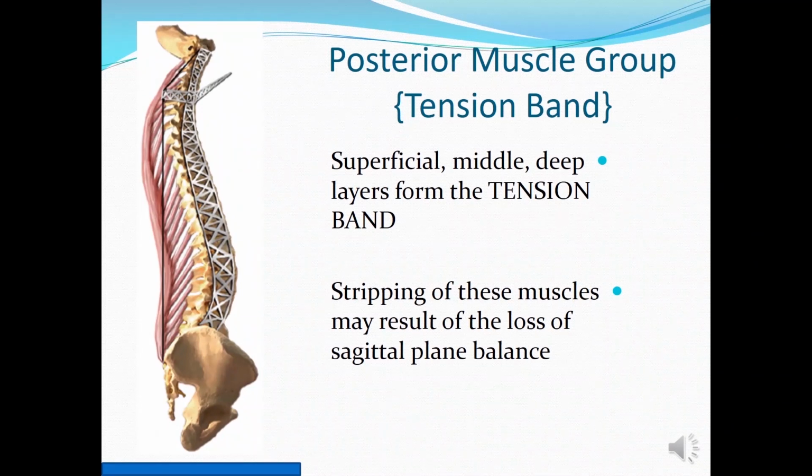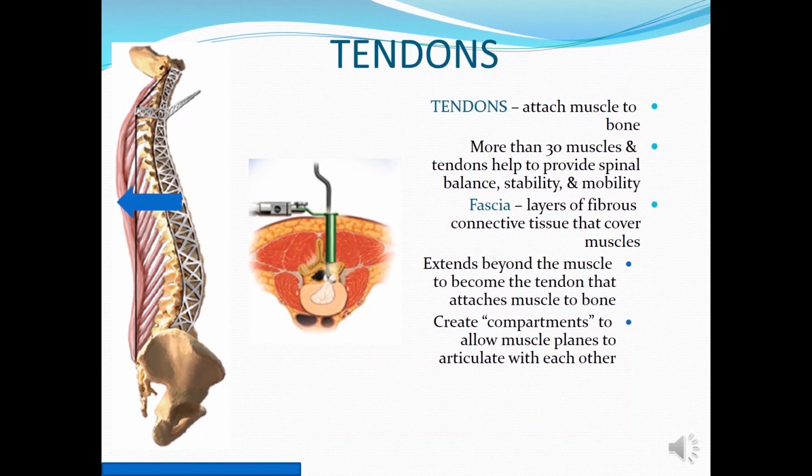The posterior muscle group, which is the dynamic tension band, is composed of superficial, middle, and deep layers, and stripping of these muscles may result in loss of sagittal plane balance. The tendons are part of the strains that are present in the motion segment, and they connect the muscle to the bone.